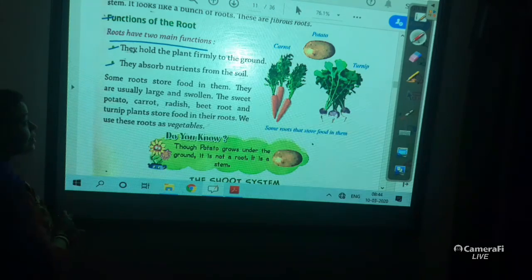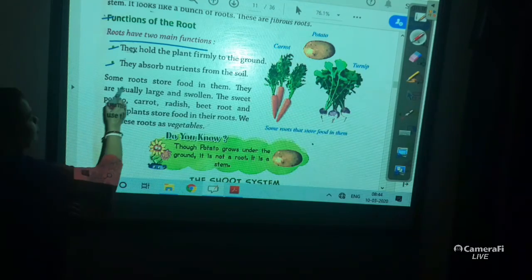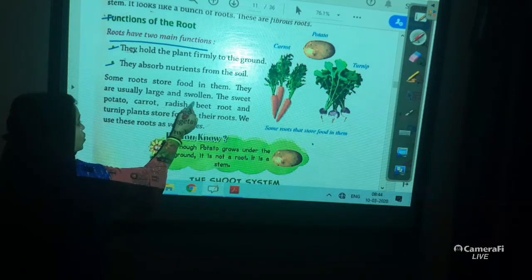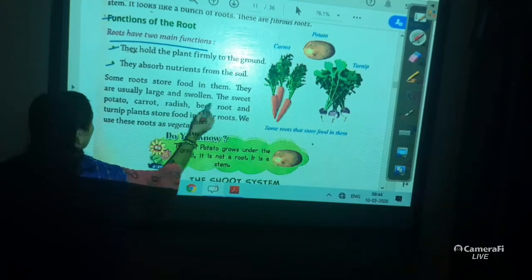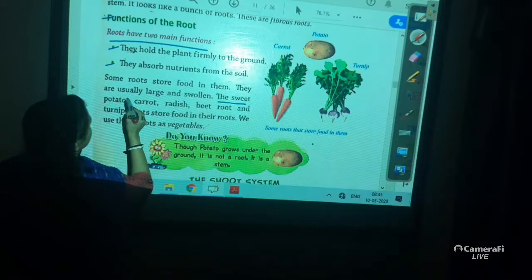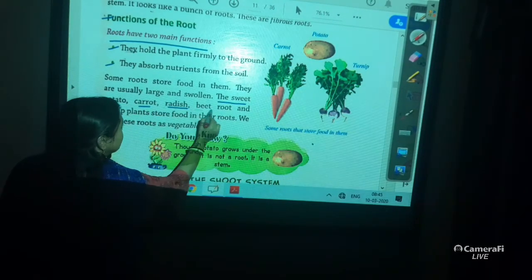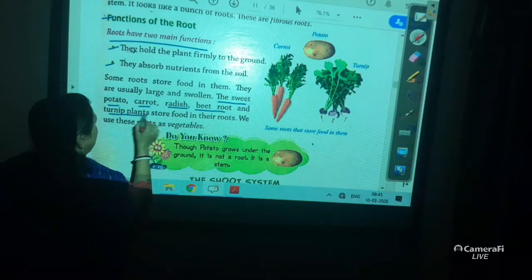Some roots store food in them. अभी हम लोग रूट के बारे में पढ़ रहे हैं, तो कौन सा प्लांट रूट में स्टोर करके रखते हैं ये हम लोग पढ़ेंगे. Some roots store food in them. They are usually large and swollen. The sweet potato, see, this is the example. The sweet potato, carrot, radish, beetroot, and the turnip plants.